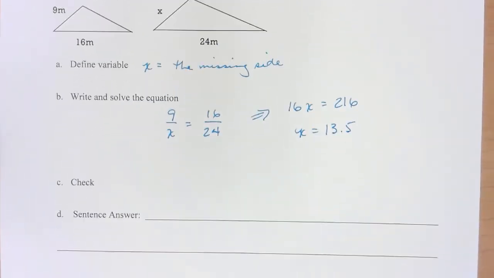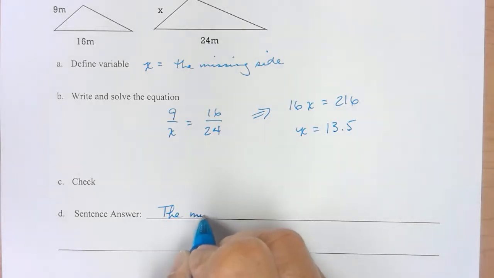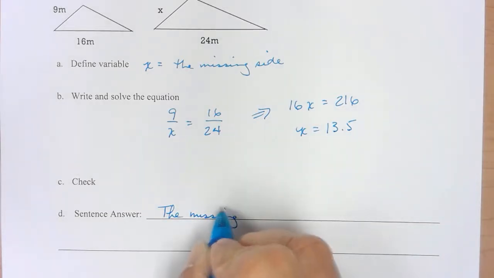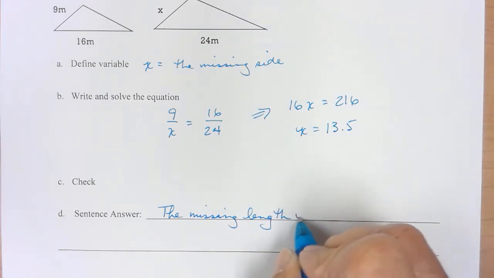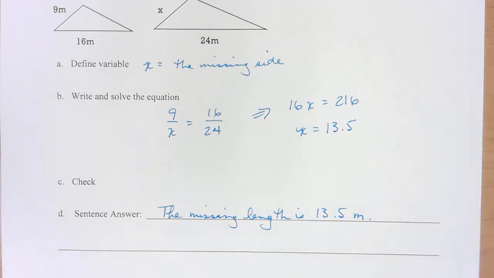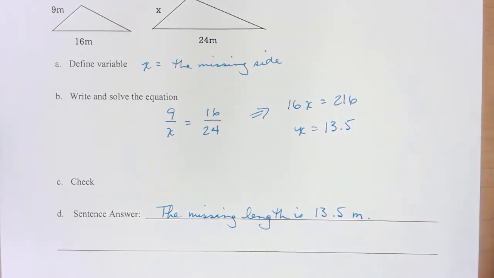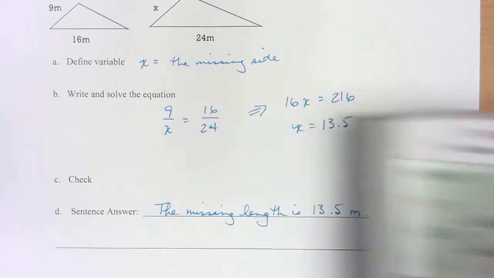My sentence, the missing length is 13.5 meters. We'll check. Store that in for x. 9 divided by x. 16 divided by 24. Alright, so that one's checked.